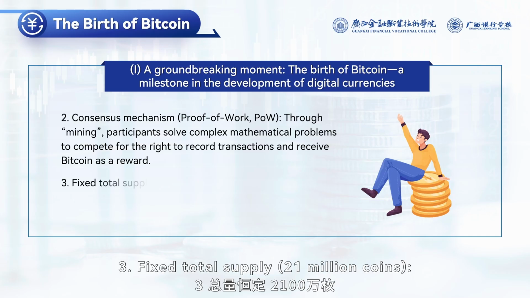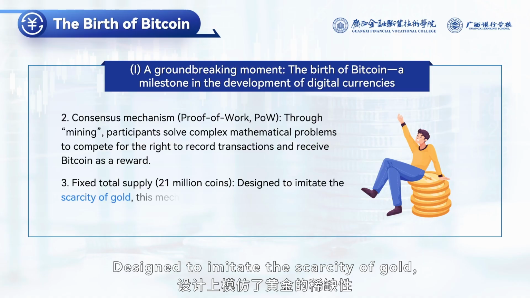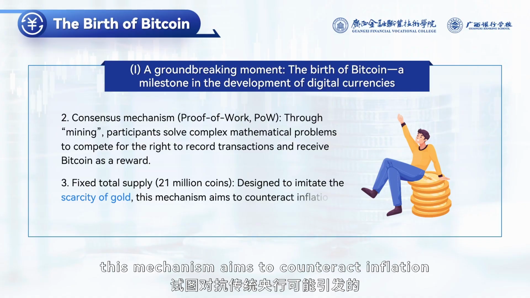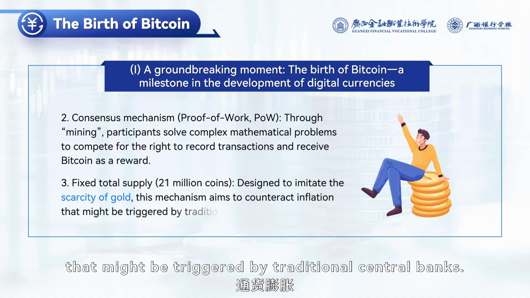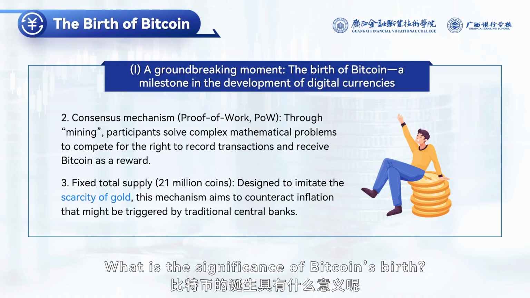3. Fixed total supply, 21 million coins. Designed to imitate the scarcity of gold, this mechanism aims to counteract inflation that might be triggered by traditional central banks. What is the significance of Bitcoin's birth?